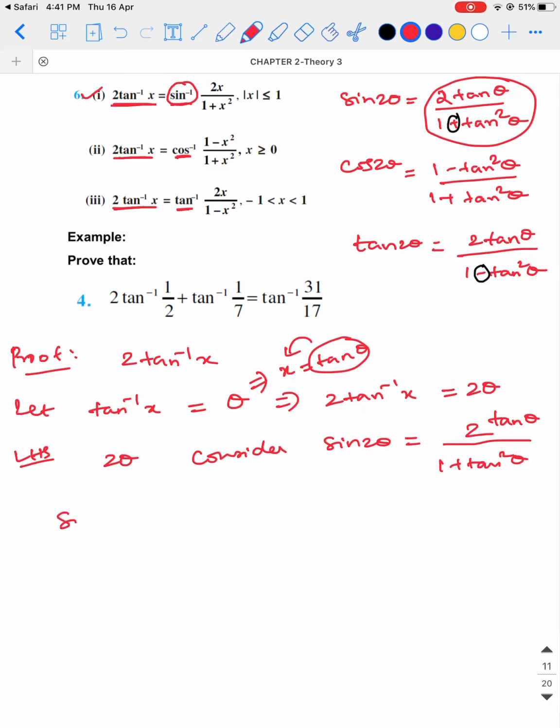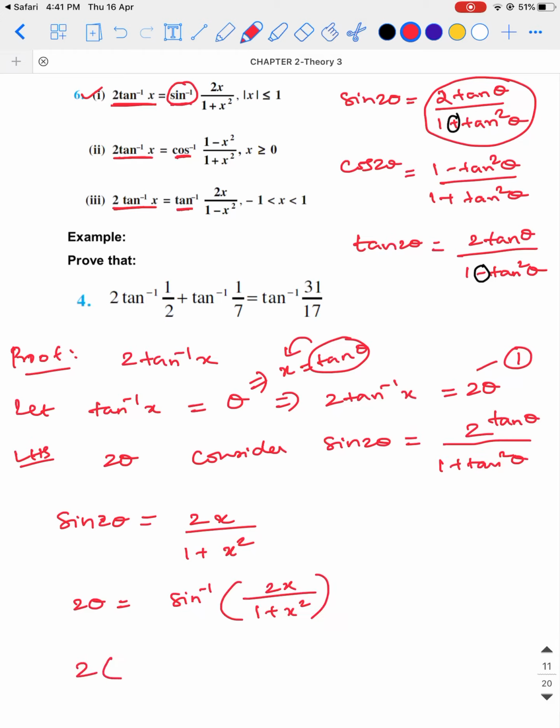So in the above step, sine 2 theta will be equal to 2 tan theta, that is 2x divided by 1 plus x square. Let me call this equation 1. Now from this, taking sine inverse on both the sides, 2 theta will be equal to sine inverse of 2x divided by 1 plus x square.